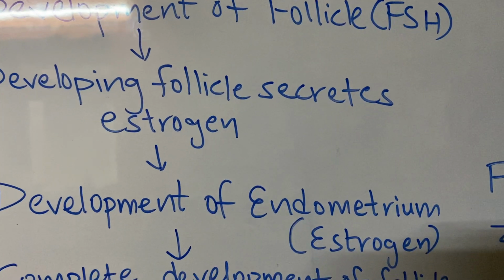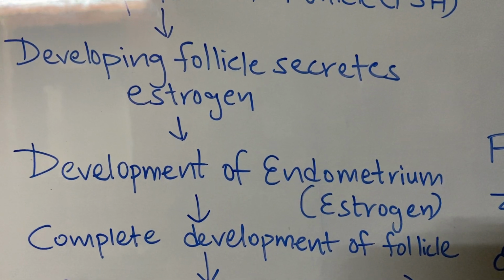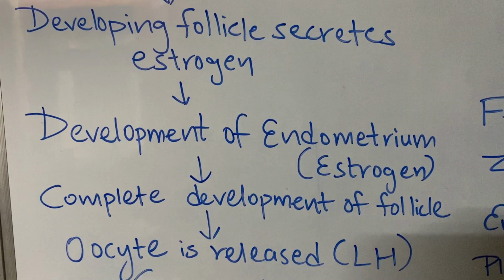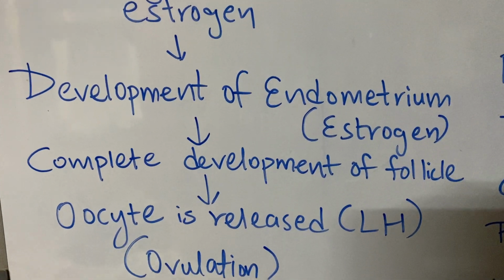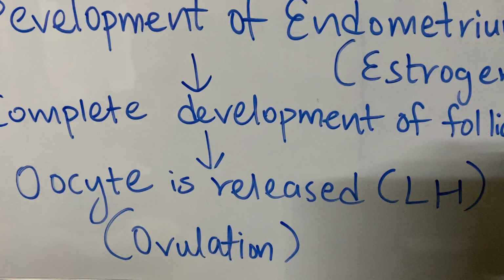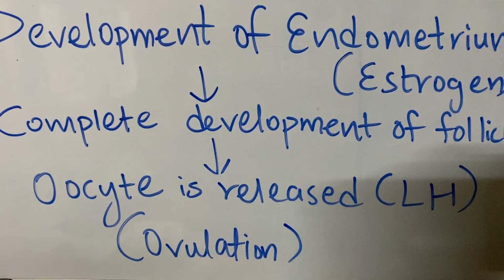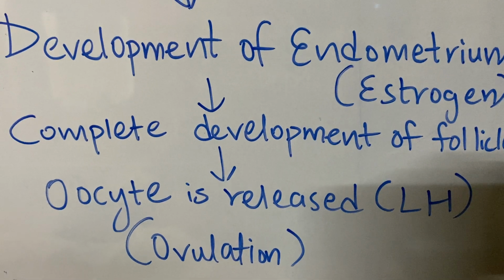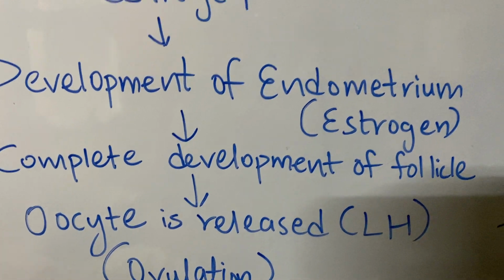effect of that estrogen. After that, the follicle is completely developed, and now the oocyte, which is present in the follicle, is released. The process where the oocyte is released from the ovary is called ovulation. Every month, a single oocyte is released from either of the ovaries.